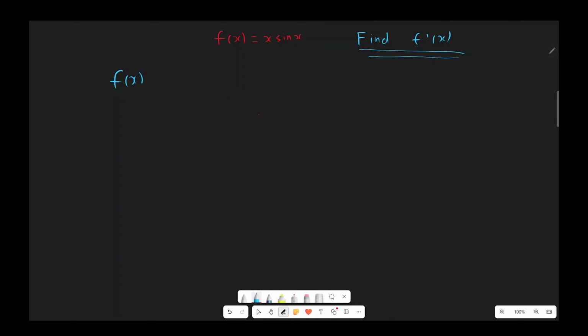So f of x is equal to uv, and the product rule is f prime of x is equal to v du over dx plus u dv over dx. Now that we know that, let's write down what we know. So we know that u is equal to x, and we also know that v is equal to sine x.